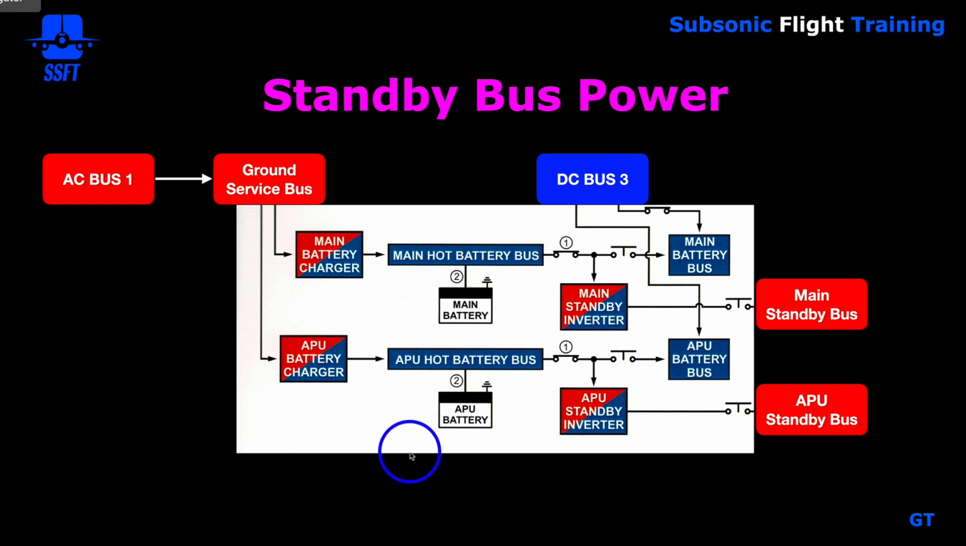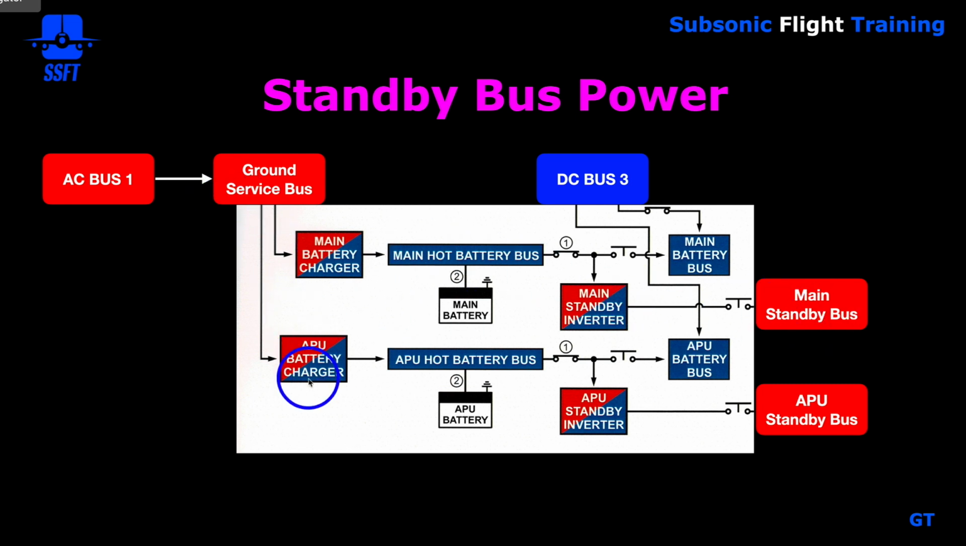Then with a standby bus, you can see that here's that representation of power that we talked about. Remember that switch, if it was in auto, it went from AC3 to AC1 if AC3 failed. And then the power would go from AC bus 1 to the ground service bus, to the main battery charger, to the main hot battery bus, through the battery switch, to the main standby inverter, and then that power would be converted with the DC power converting back to AC power to power the main standby bus. So we're kind of going from AC to DC back to AC to power this bus.